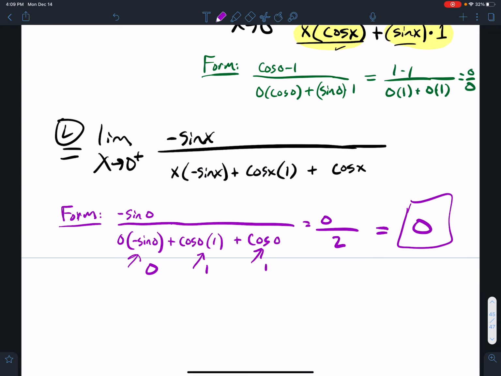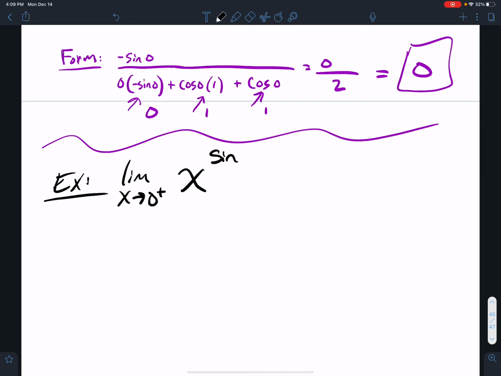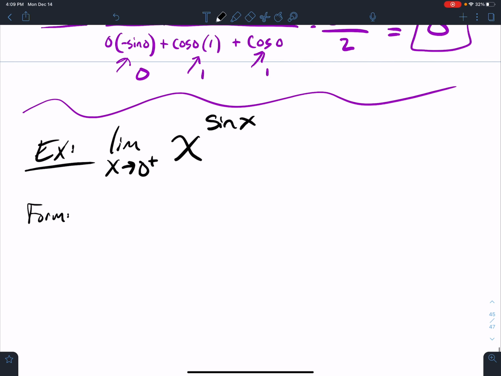Okay? Let's try another one. The limit as x goes to 0 from the right of x raised to the sine x. Seems like a good test question. When I look at the form, this should remind you of something similar to a super exponential. Not only is the base changing, but the exponent is changing as well. So this one is pretty tough.